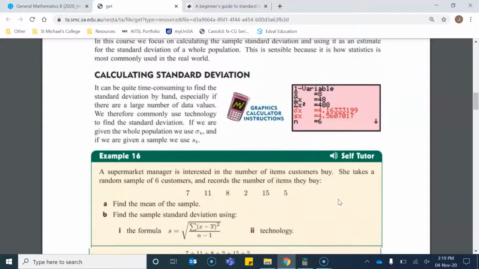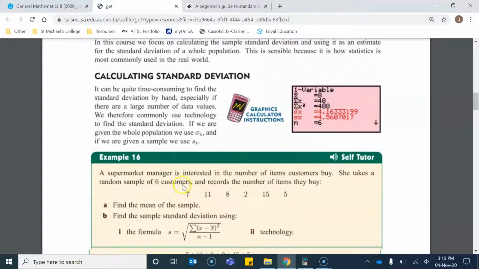So let's have a quick look at this example. A supermarket manager is interested in the number of items customers buy. She takes a random sample of 6 customers. So again, she's taken a sample of the total population. We don't know how many total people have gone to the shop, but she's taken a sample of the number of products people buy.